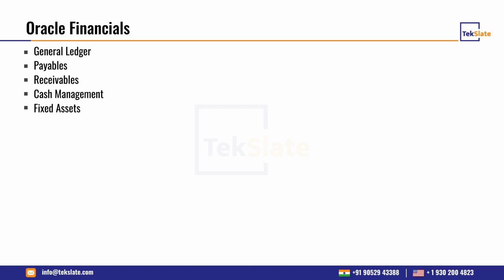When you talk about BCom, what do you have in BCom? Accounts, statistics, costing, taxation. When you talk about BSc, what do you have in BSc? Mathematics, science, and so on. When you talk about BA: political science, civics, economics, and so on. So here also, what would be there in Oracle Financials? Oracle Financials will have general ledger, payables, receivables, cash management, fixed assets.